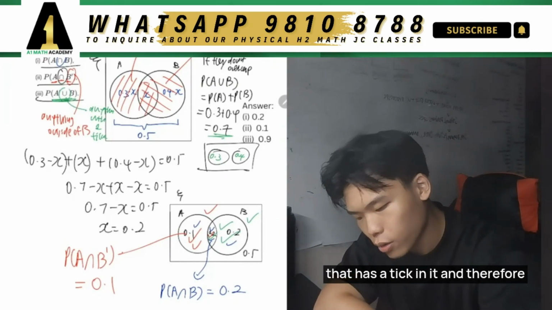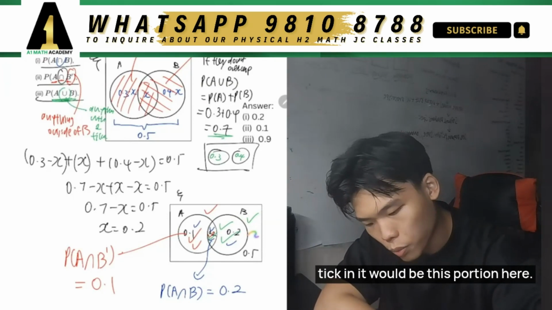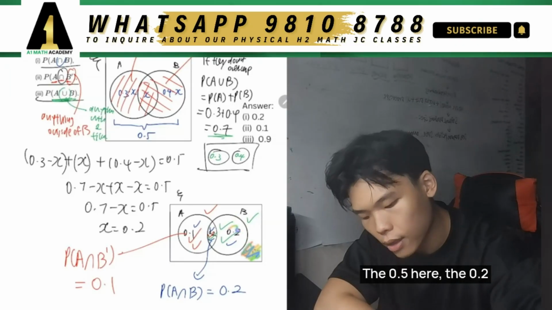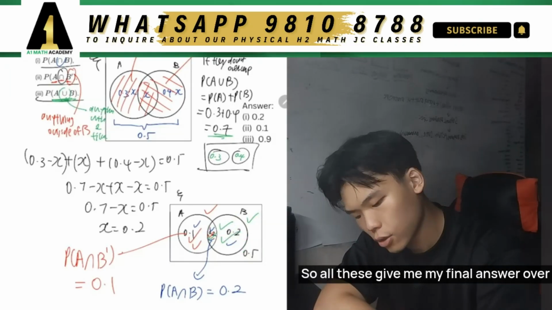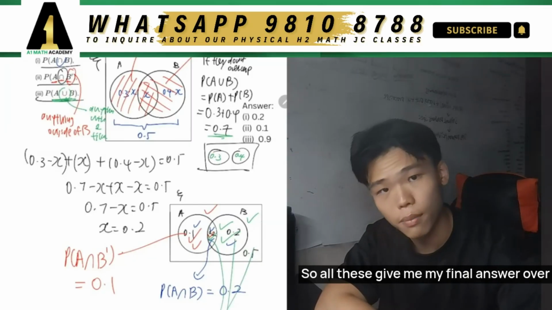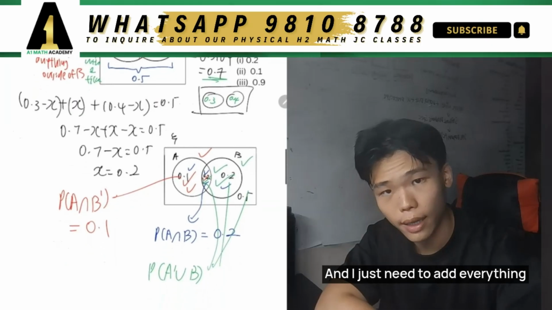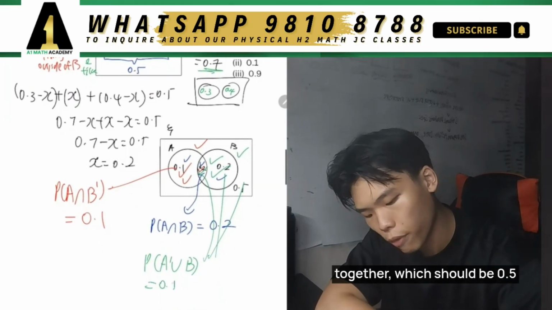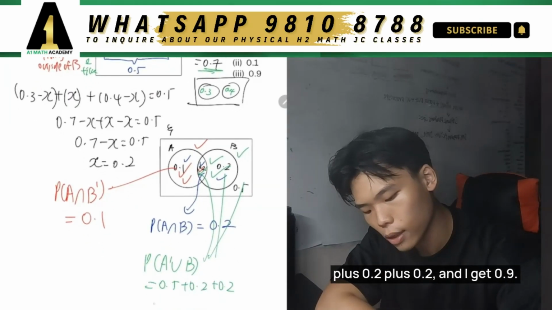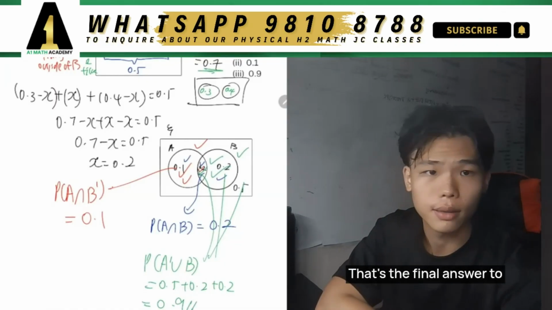And therefore, you see that everything that has a tick in it would be this portion here, the 0.5 here, the 0.2 here, and the 0.2 here. So all these give me my final answer over here, which is A prime union B, right? And I just need to add everything together, which should be 0.5 plus 0.2 plus 0.2. I get 0.9. That's the final answer to this question over here.